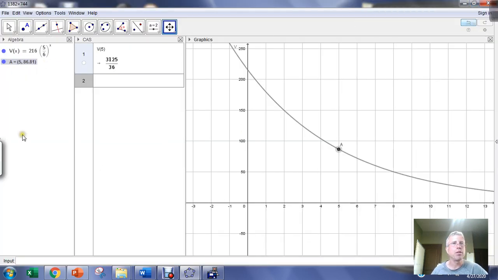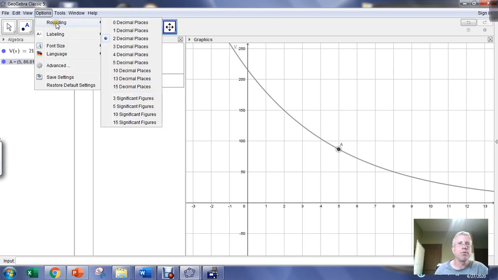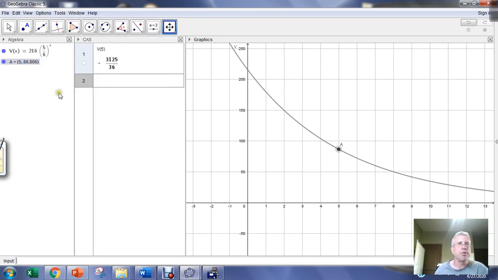And when you plot the point on the graph, what you're going to see is that you can come over here and get your 80. That time equals 5. The output is 86.81 or $87,000 if we round it. And if I want to see more decimal places, I can go into options and rounding and say, hey, I was in thousands of dollars, so I want to see out to 3 decimal places. And there's my 86.806 that we got from before.